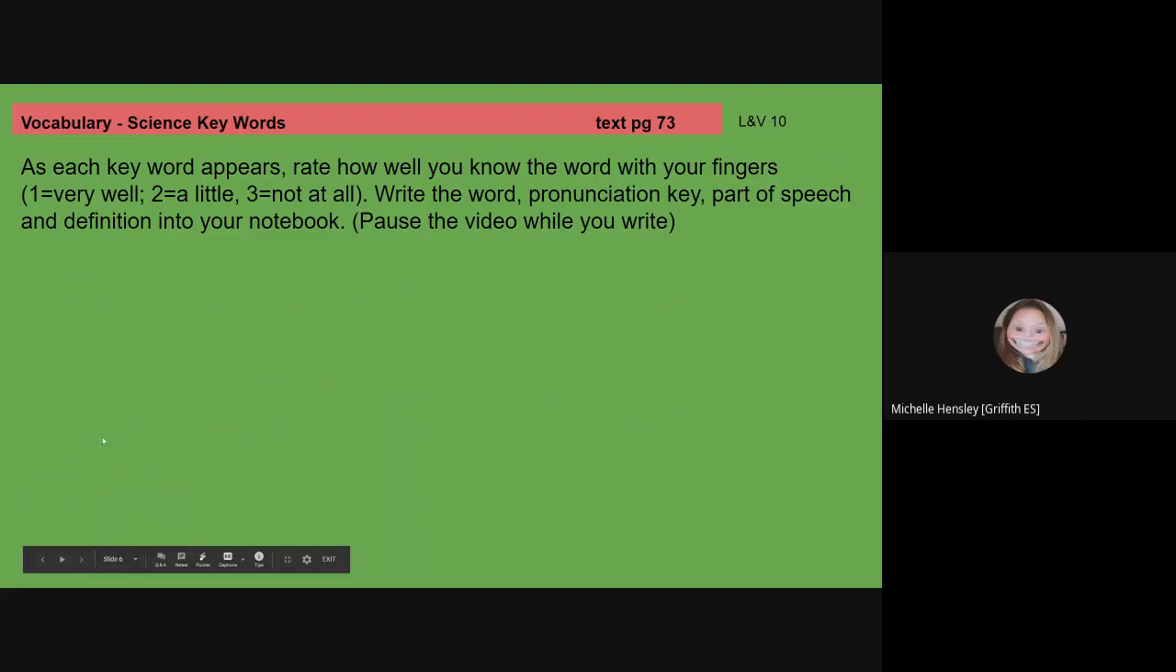This is our last word. How do you feel about it? How well do you know supply? Supply. 1, I know it well. I could define it right now. 2, I kind of know it. I've read it before maybe. Or 3, I have no idea what you're talking about.